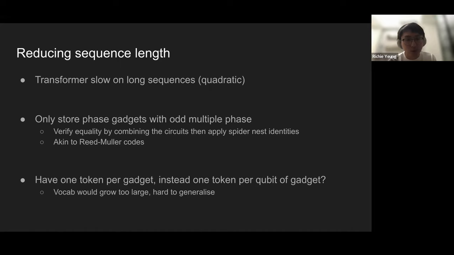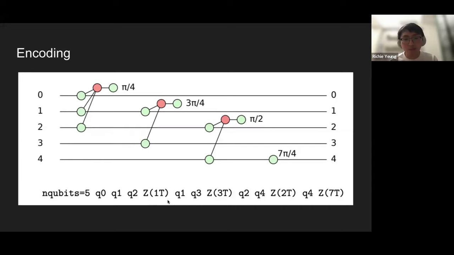Another thing you could try to reduce the sequence length of these Clifford T circuits is, instead of having one token for every qubit of the gadget, which can be quite long for larger circuits, the sequence length will be O of number of qubits times number of gadgets. When you generate phase gadgets, you decide whether it has a leg or not on that qubit with equal probability, or constant. So the sequence length will be O of n qubits times number of gadgets. And when you square that, that becomes quite large.